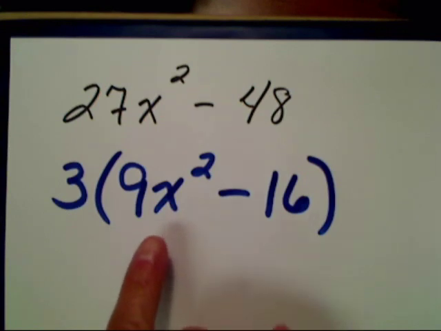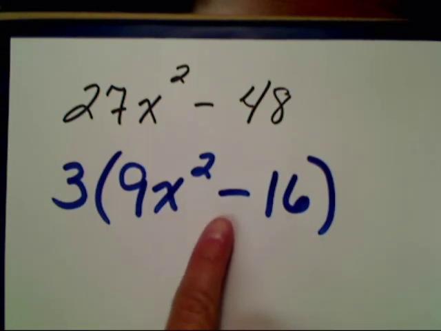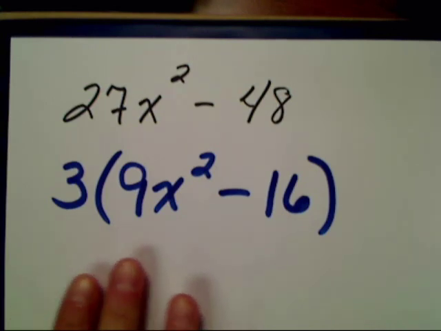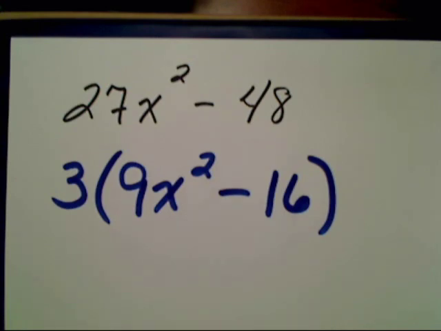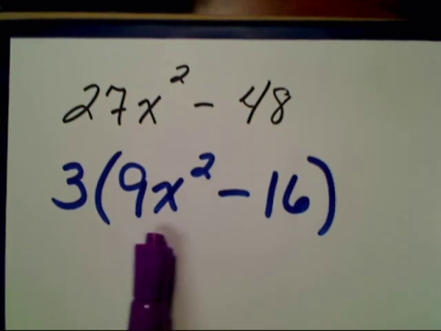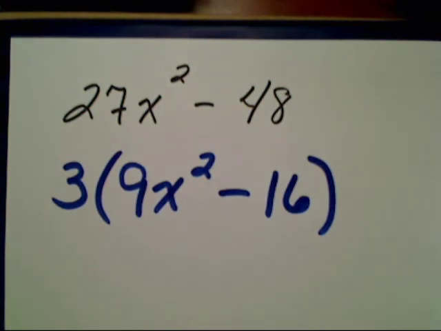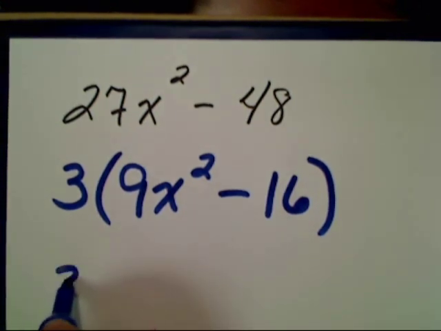Now the binomial inside is the difference of 2 perfect squares. So I can go further. Now, this is not factored completely. This was just having the first step taken out. It's a product of 3 times this entity, but it's not factored completely because I can go further with this. So what happens with the 3? Nothing, but don't lose it. It comes along for the ride.